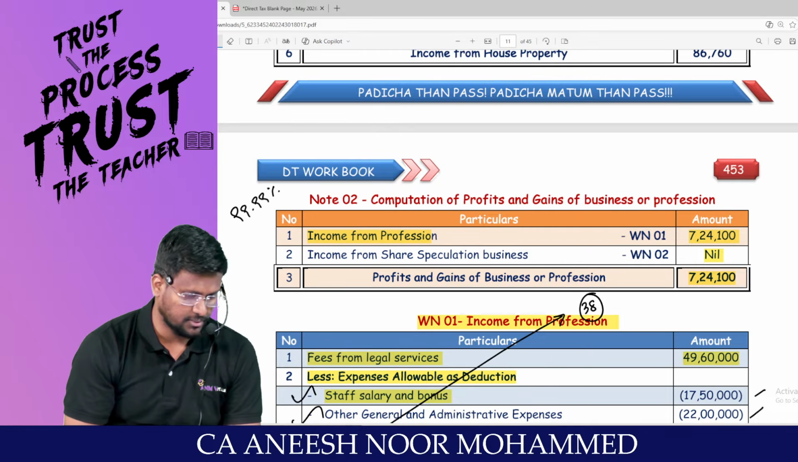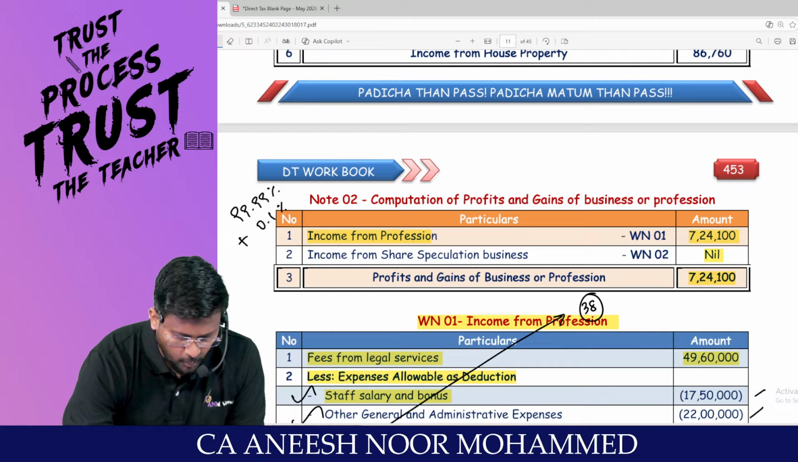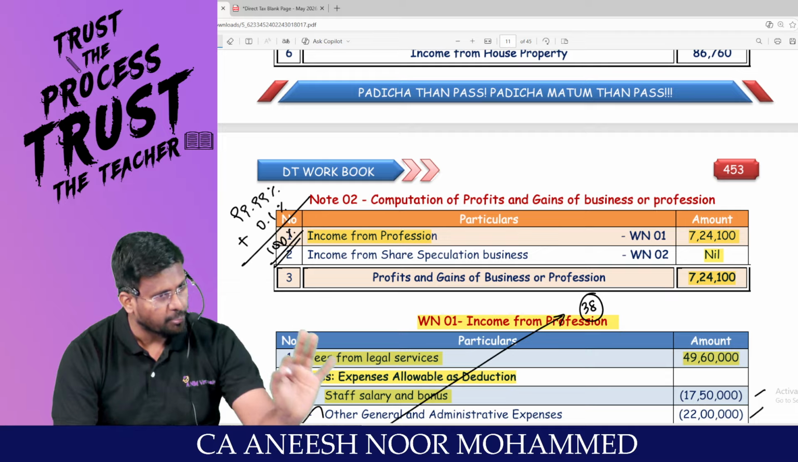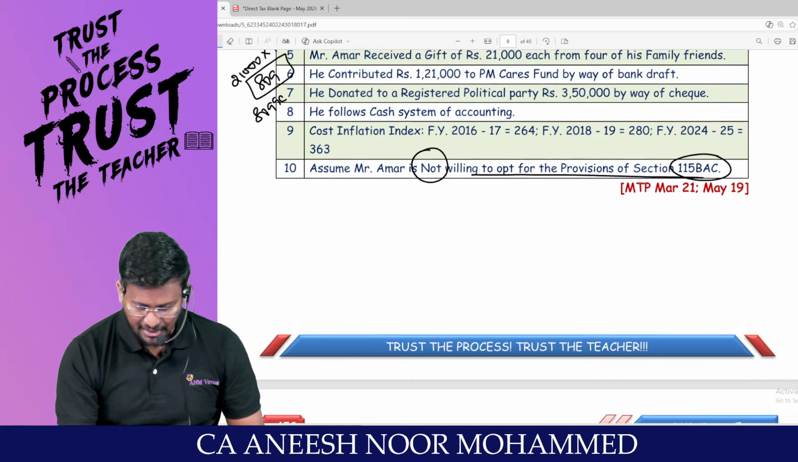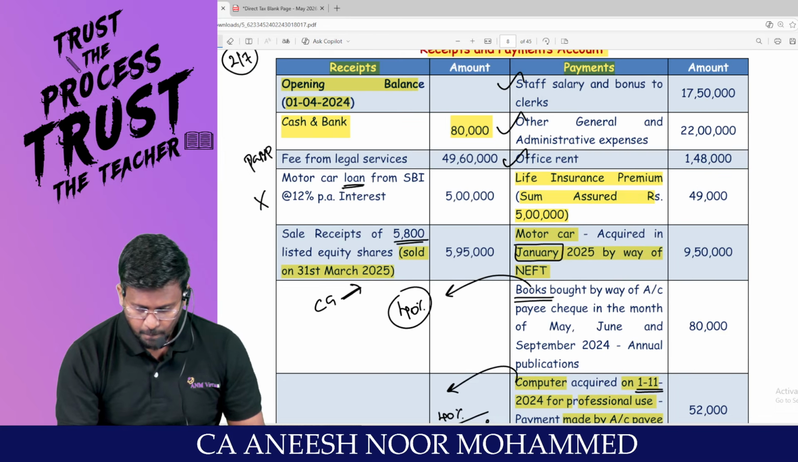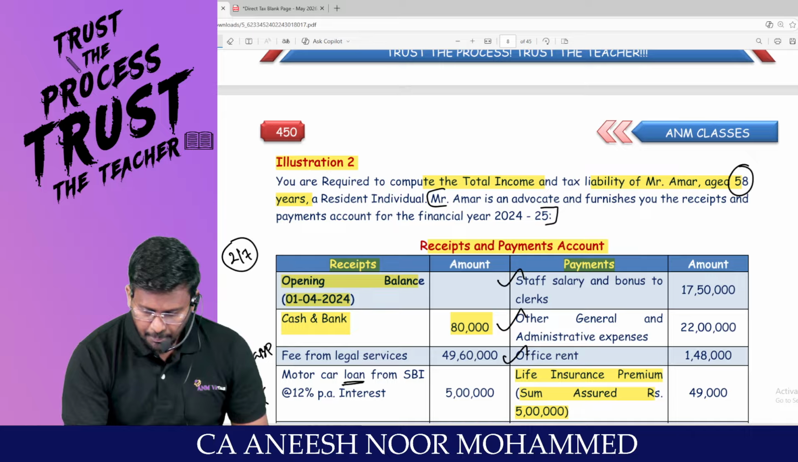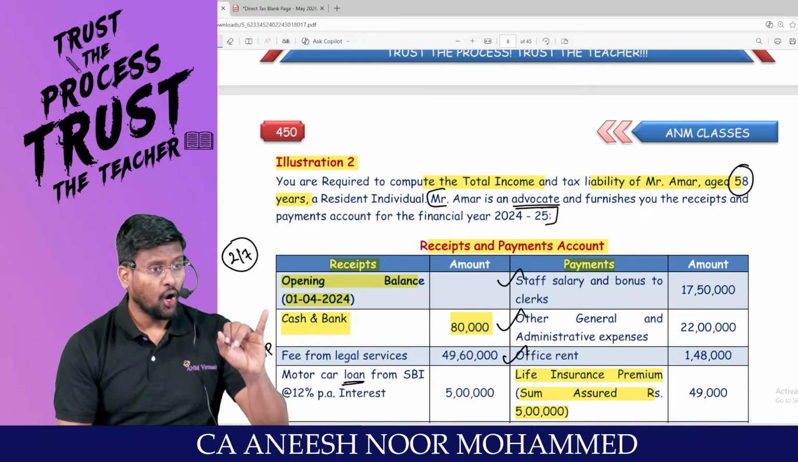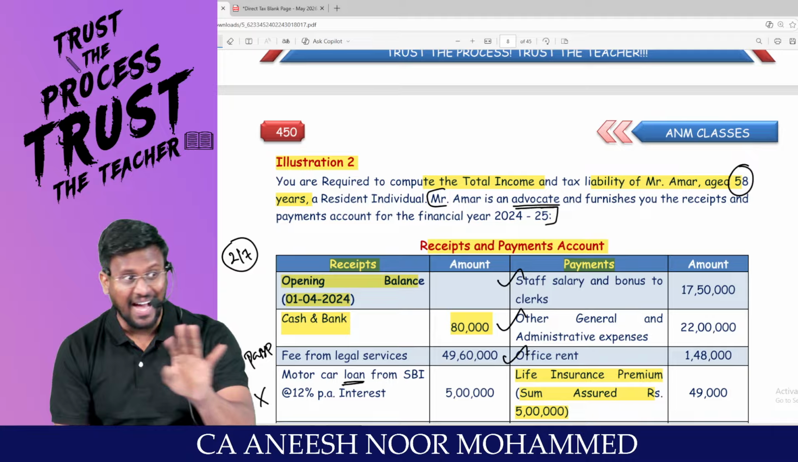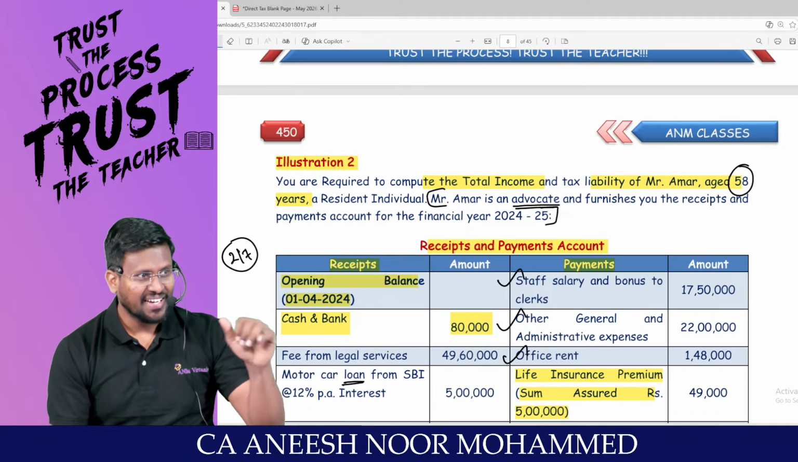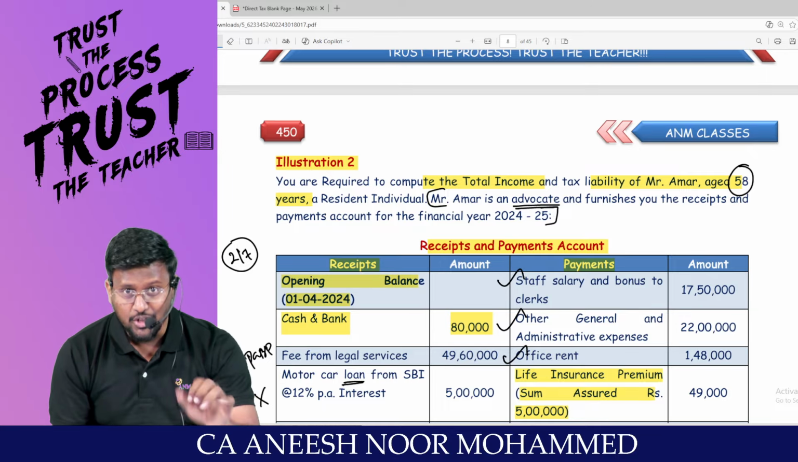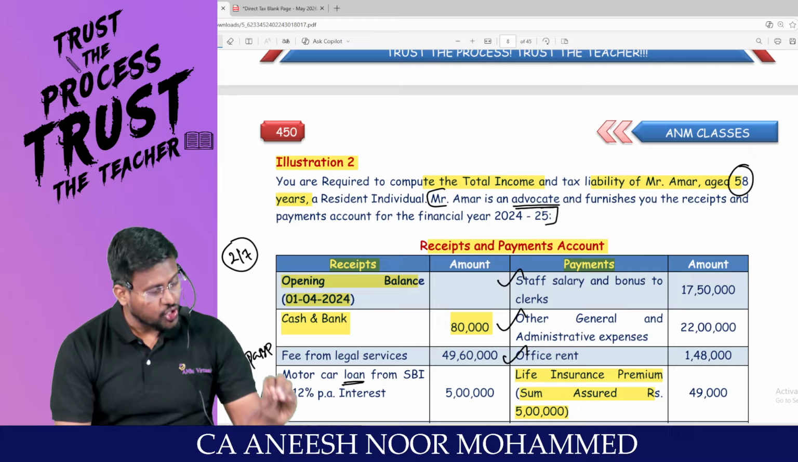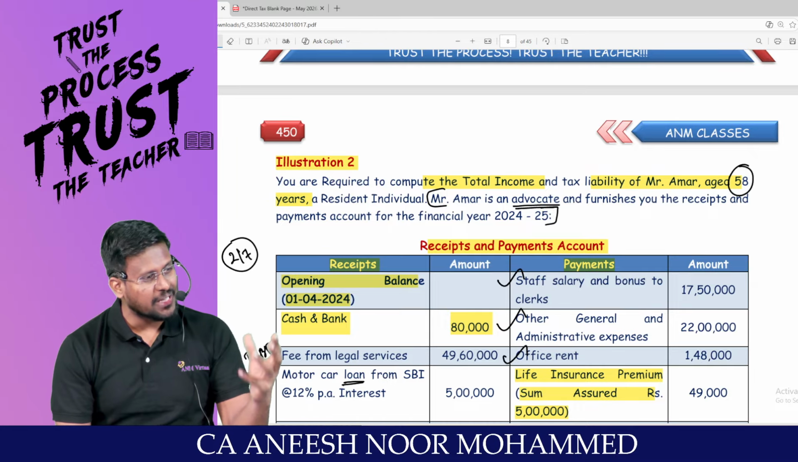99.99% of the students, you can put 0.01% also. That means 100% of the students will miss one point. That point I will tell you. Is this guy an advocate? Yes, sir. Advocate, law, medicine, accountancy, architecture, interior decorators, technical consultancy, authorized representative, film artist, IT professional, company secretary, engineer, or any other notified professional by CBDT.